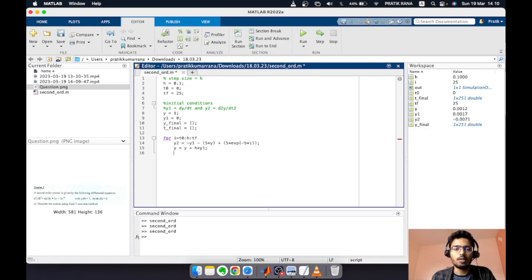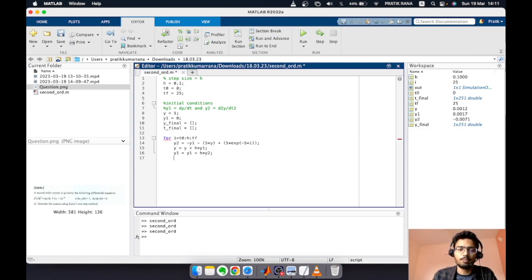Similarly, we can update the value of y1 in each iteration. So y1 will be equal to the old value of y1 plus the step size into the rate of change of y1. Now y1 itself is the rate of change of y, which is dy by dt. So the rate of change of y1 will be d2y by dt square, or y2 in our case as we have defined here. So it will be h times y2. So we have the update equations ready with us, as well as the differential equation defined here.